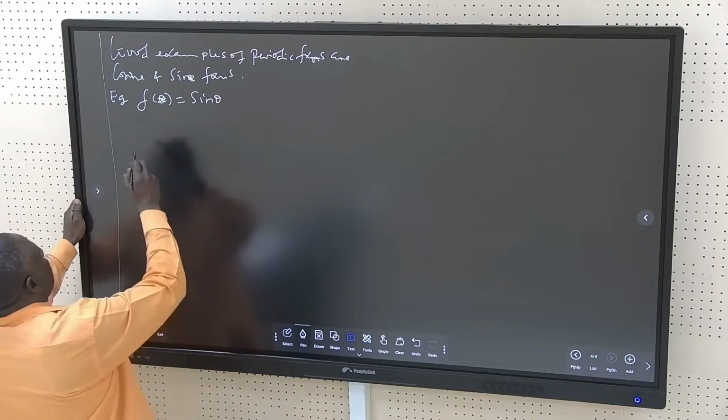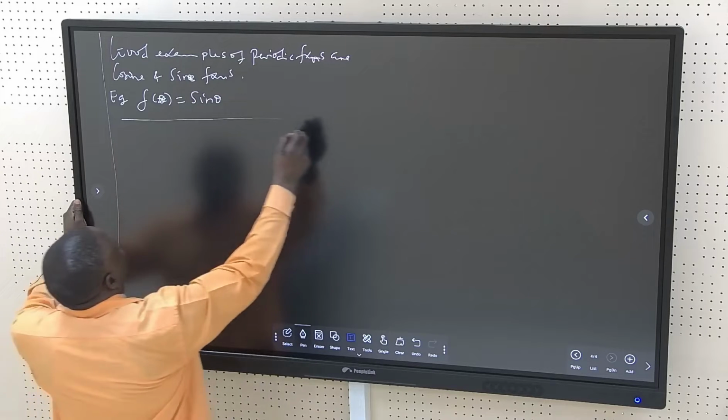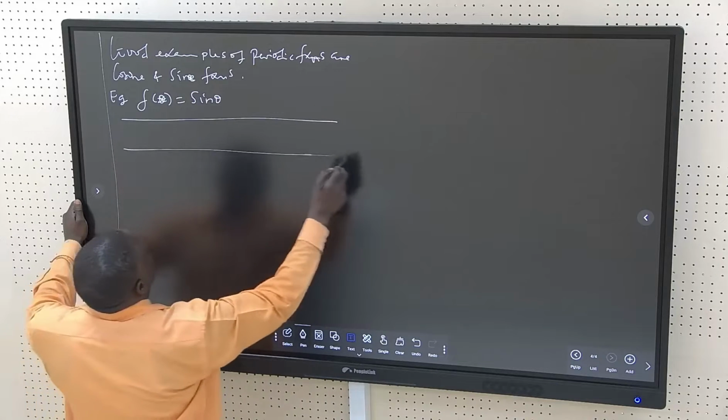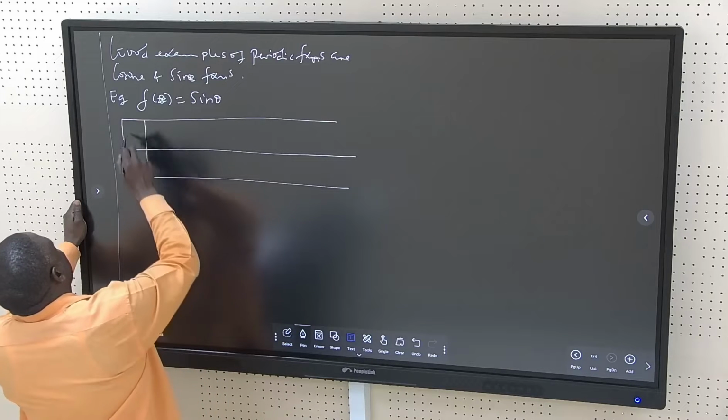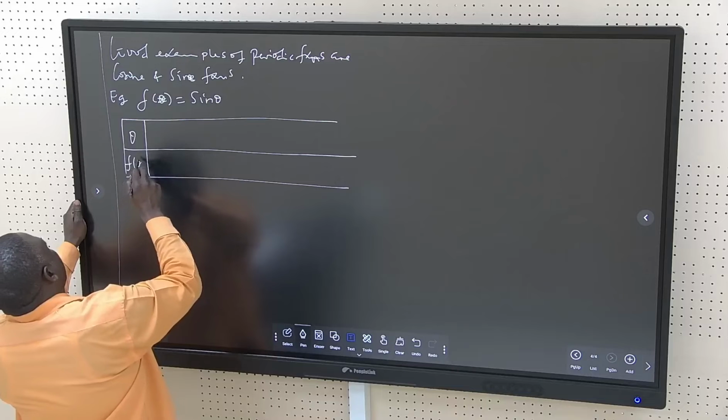So we can have a table of values here. So this is theta, this is f of theta.